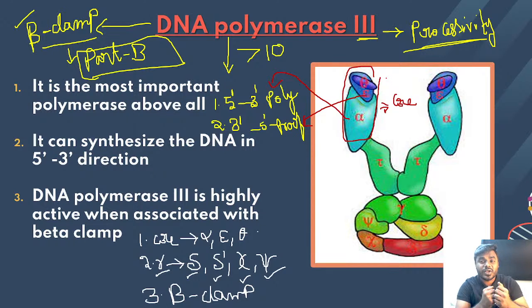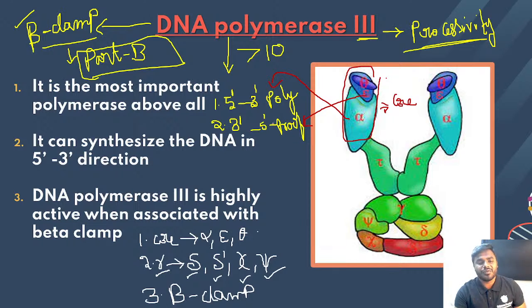Now why is the theta required? Theta will always stimulate. What is the theta always stimulating? Theta will always stimulate the function of epsilon. Theta does not have any role. Alpha will be involved in 5' to 3' polymerization. Epsilon will be involved in 3' to 5'.